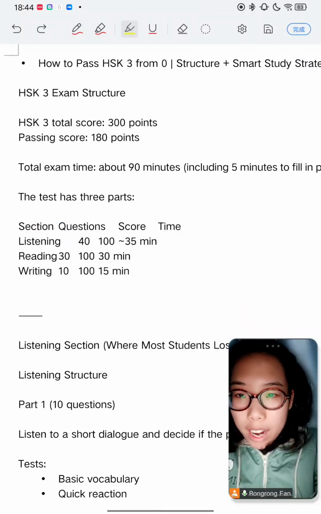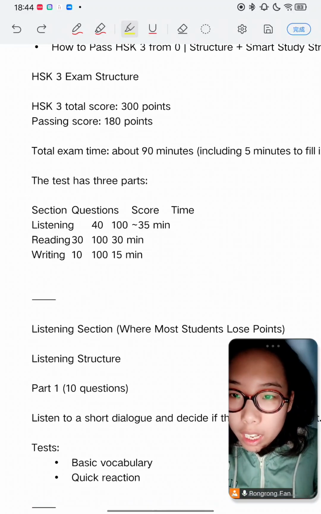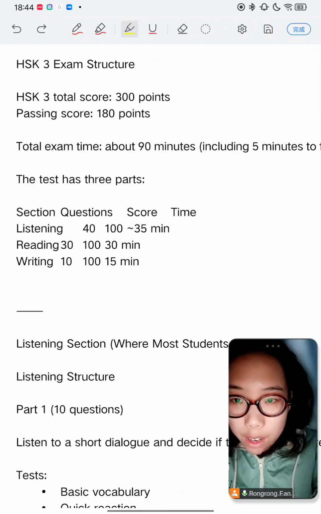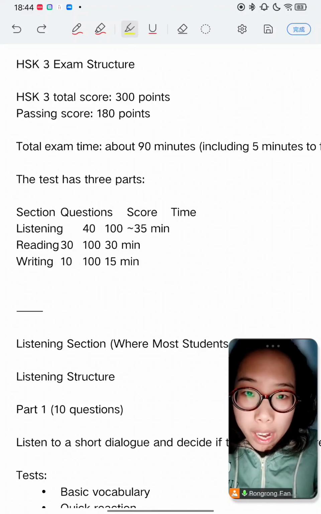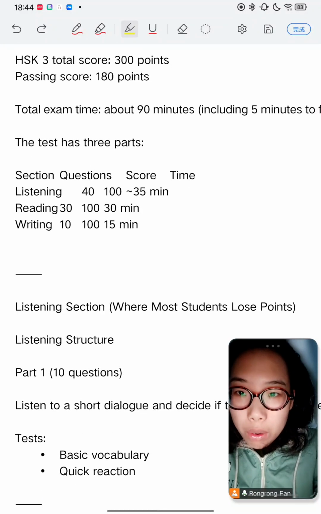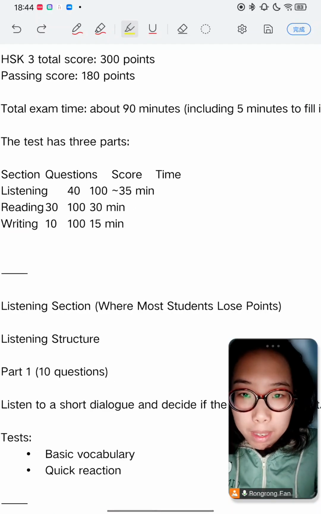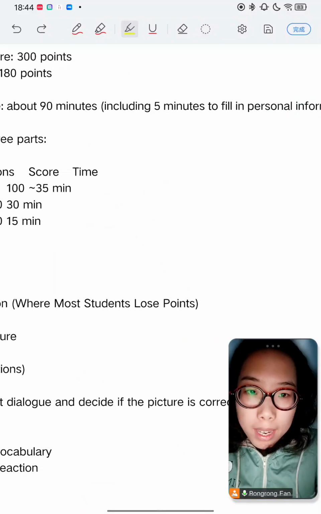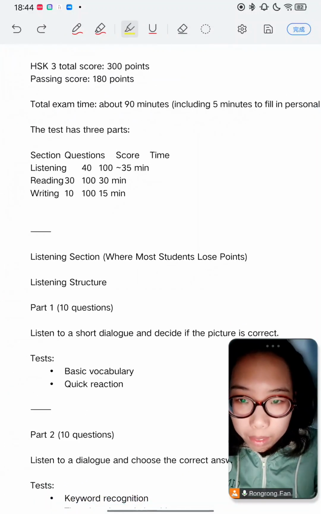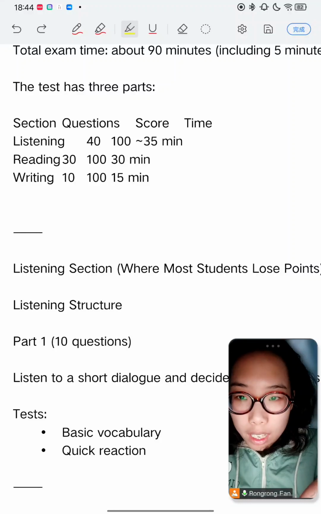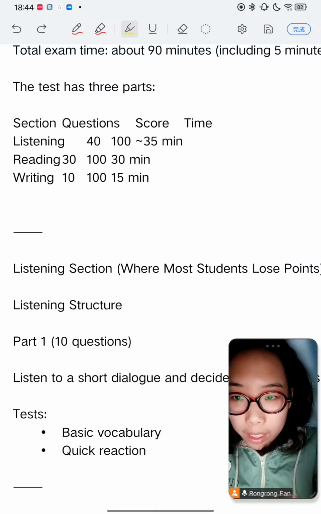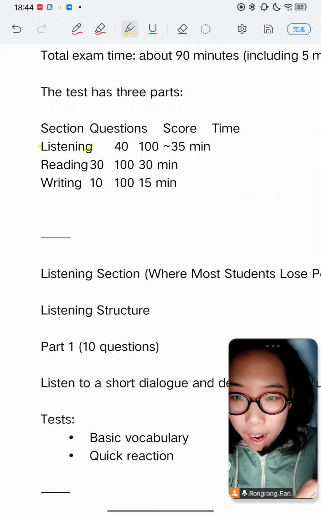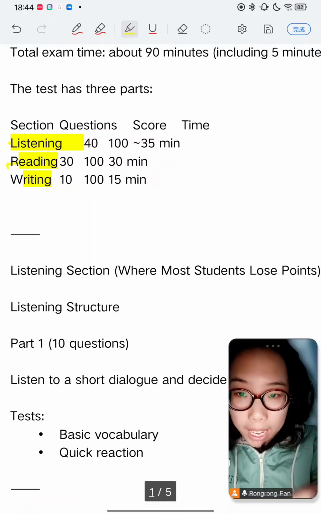For the HSK exam structure, the first thing you should know is that the HSK 3 total score is 300 points, and if you want to pass it, you should earn at least 180 points. The total time for the exam is about 90 minutes, including 5 minutes to fill in your personal information. The test has 3 parts: listening, reading, and writing. You don't have a speaking part, but you can register for the HSKK to test your speaking.